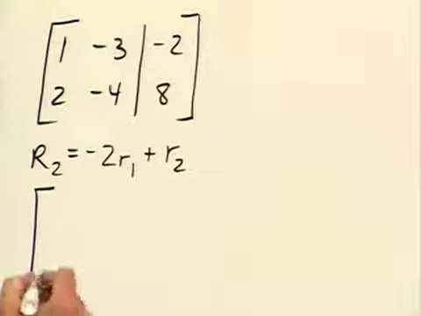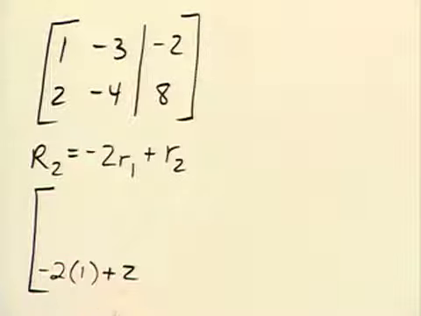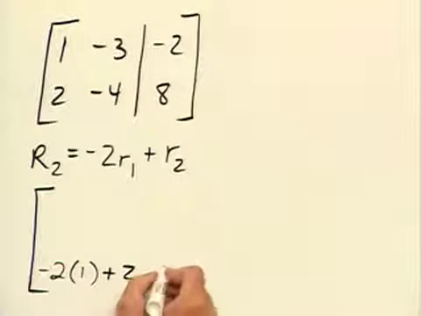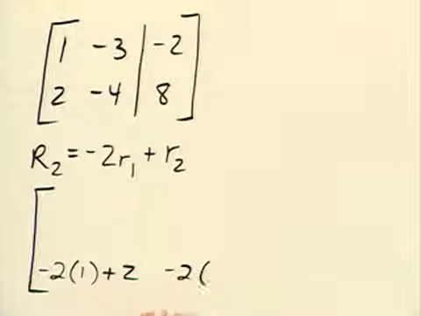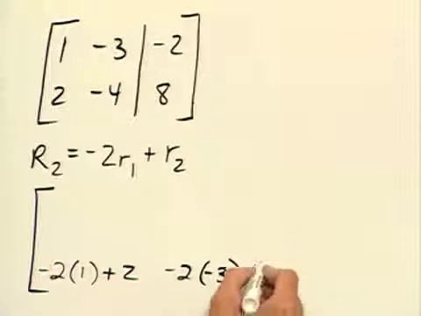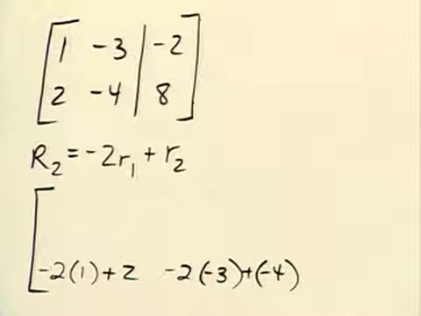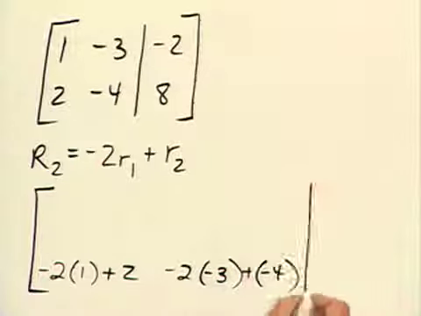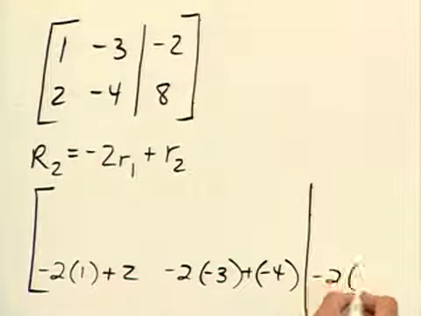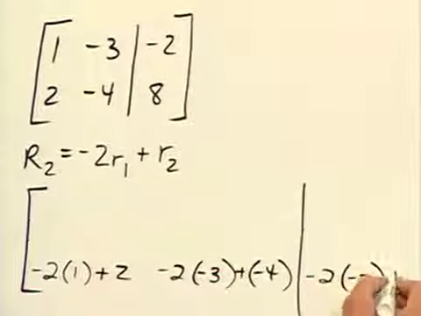So I'm going to have -2 times my row 1 entry, which is a 1, and then add that to my row 2, which is 2. And then my next entry will be -2 times my row 1 entry, which is -3, and then add that to the row 2 entry. And then the next one is the same thing. I'm going to have -2 times -2, and then add that to 8.